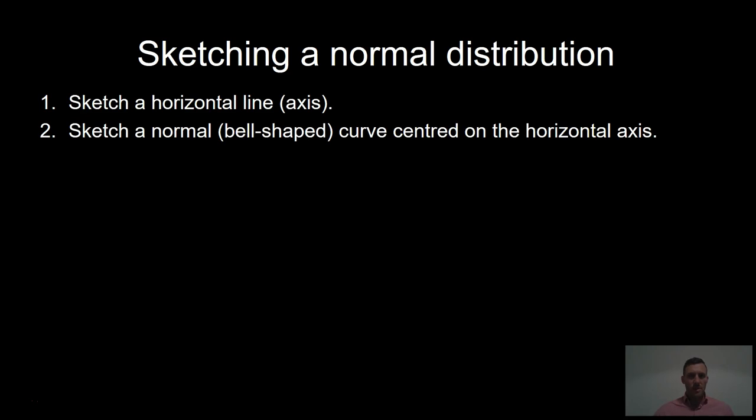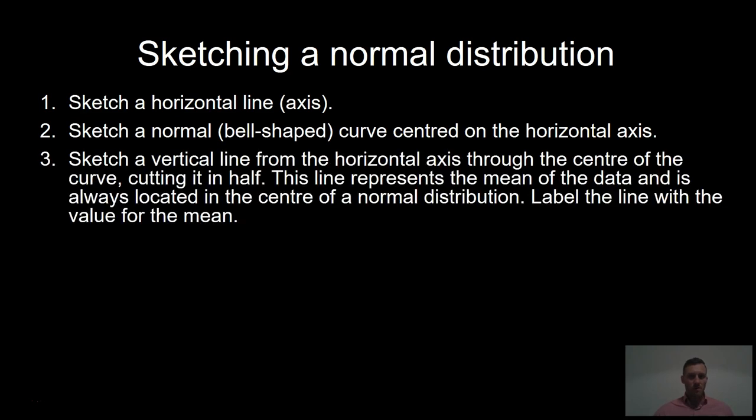So sketching a normal distribution, begin by drawing a horizontal line or axis. Next, draw a normal bell-shaped curve. Then draw a vertical line from the horizontal axis through the center of the curve, cutting it in half. This line represents the mean of the data and is always located in the center of the normal distribution, as it has 50% of the data above and 50% of the data below it. Label the line with the value of the mean.